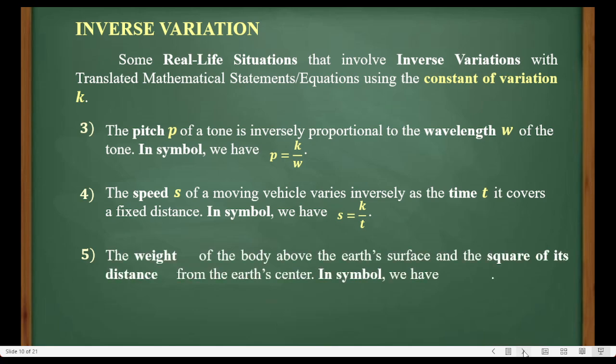Next, the weight of a body above the Earth's surface varies inversely as the square of its distance from the Earth's center. So the weight is denoted by small letter w, and the distance from the center of the Earth is small letter d. So by their symbols, we can translate this situation in number 5 into a mathematical equation under inverse variation. So that is w equals k over d squared.